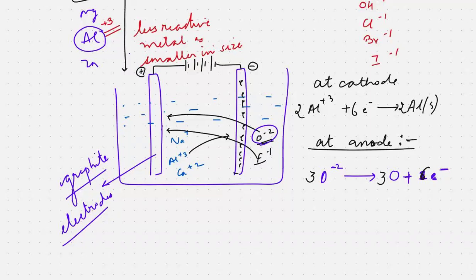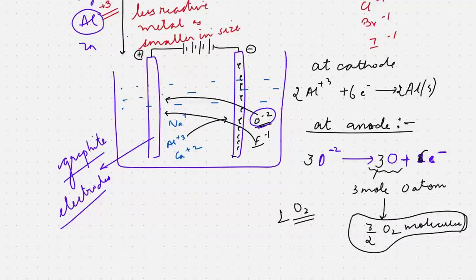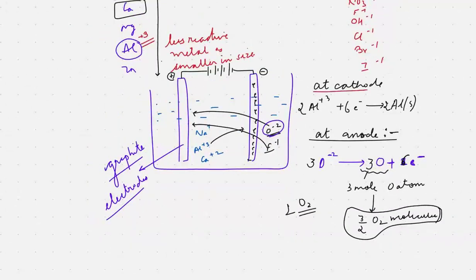So what is a better way of saying it? How many molecules will be formed? If I say I have 3 moles of O atoms, that means O2 will require 2 oxygen atoms for one molecule. So can I say when they combine, they form 1.5 moles of O2 molecules? Am I right or not? Got the point or not? So this is the idea of cathode and this is the idea of anode. Any doubts in this?